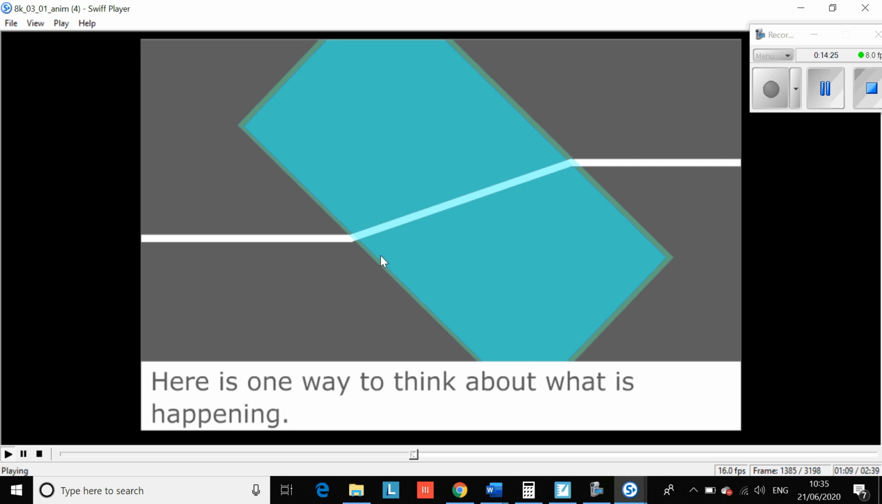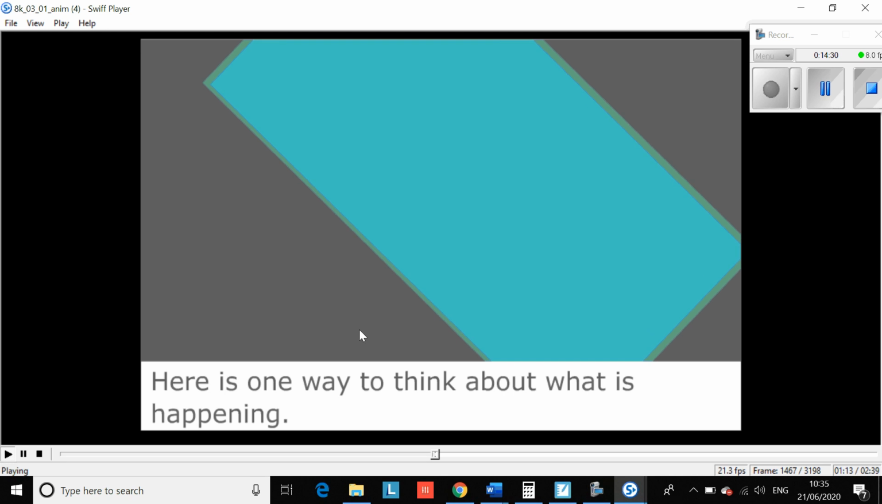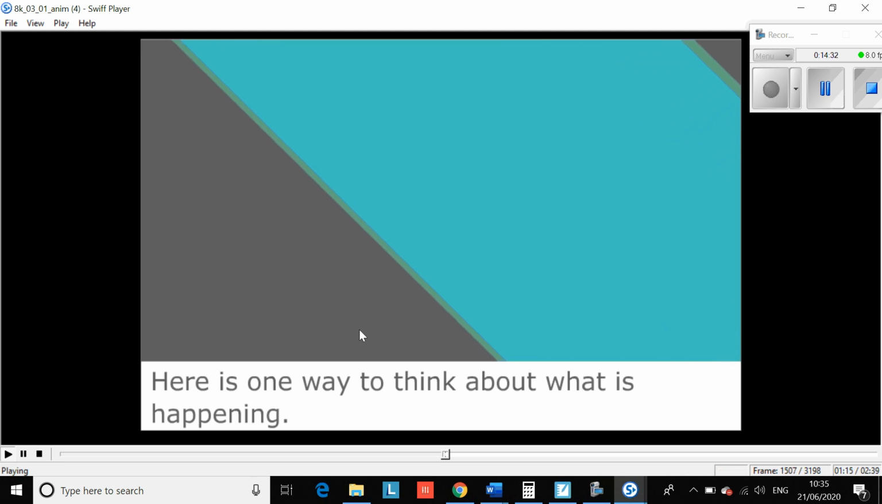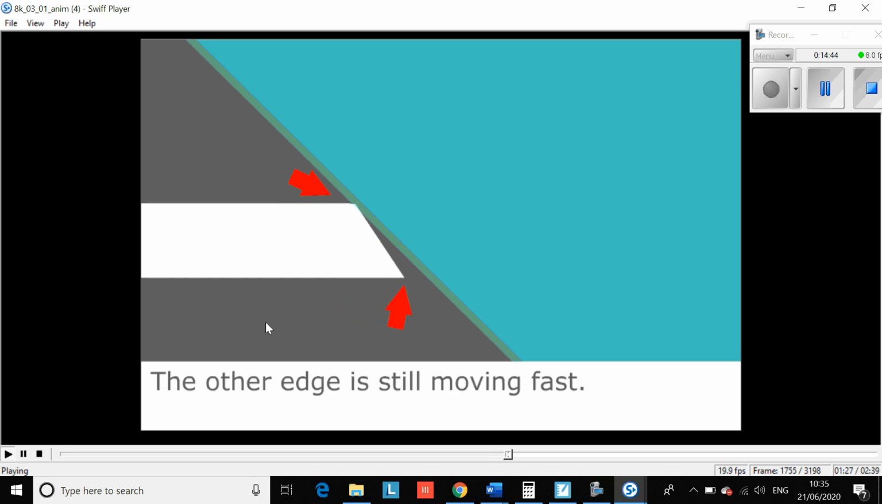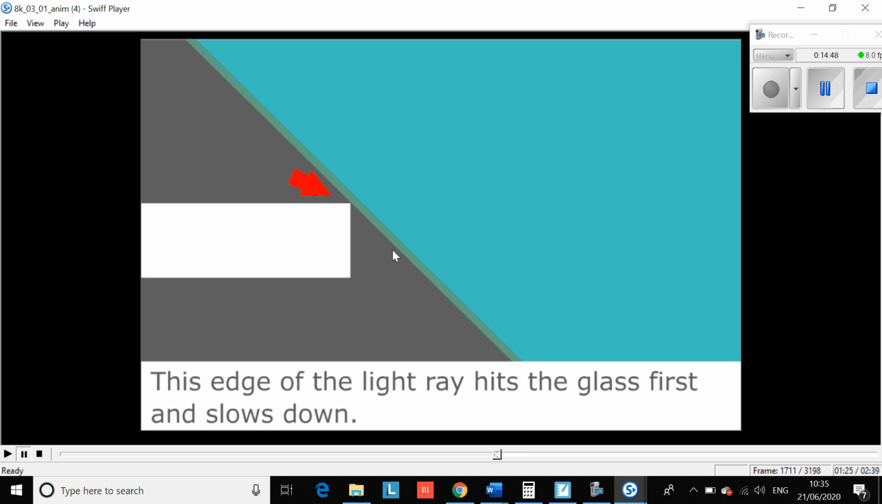So in a moment, you're going to need to draw a close-up of this section. So let's just zoom in and think about what's happening. So I'm going to pause this. So here's the top of the beam, here's the bottom of the beam. Now look at what happens. The top of the beam hits the glass first, the bottom is still going through the air. So if I just rewind that, this part has now hit the glass.